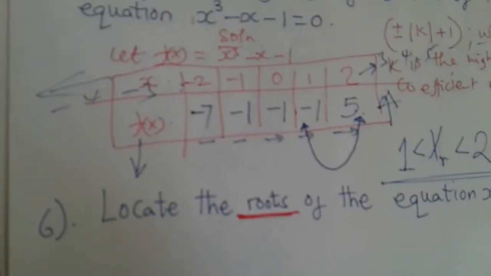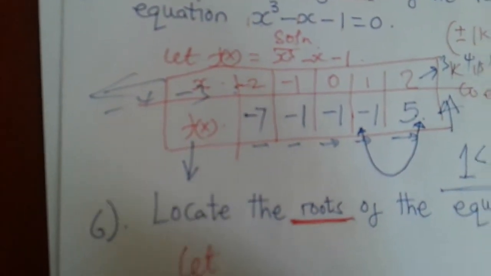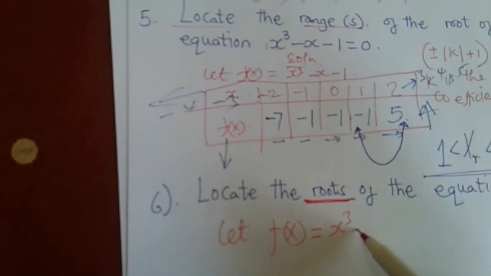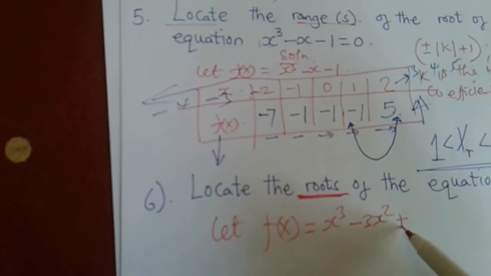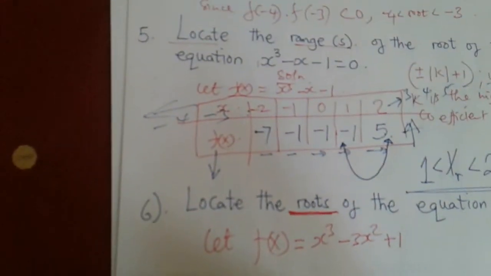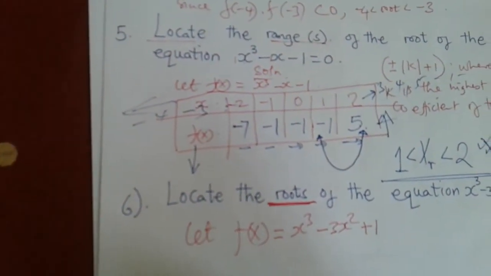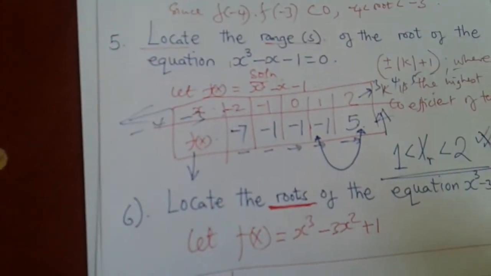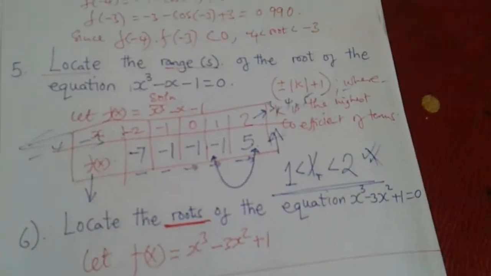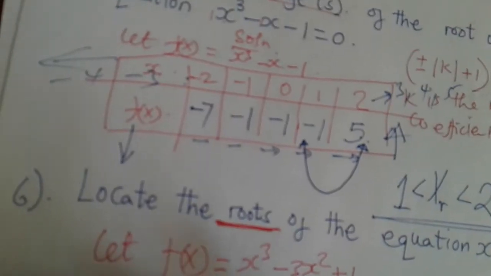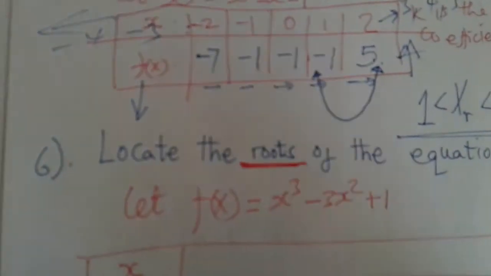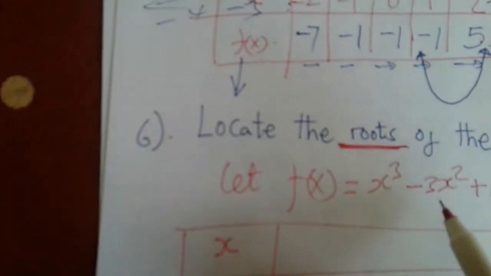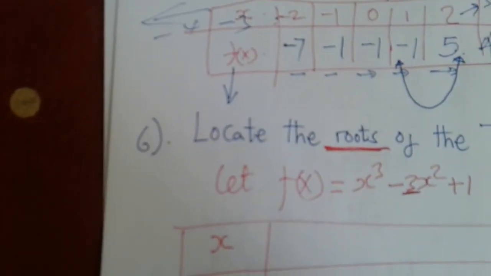You locate the roots by doing a table, but first say let f of x be equal to x cubed minus 3x squared plus 1, such that we shall have x, then f of x. Let us establish the range, the smallest and the largest value of x here. Now k is 3. You can see it here. The highest coefficient of the terms is 3.